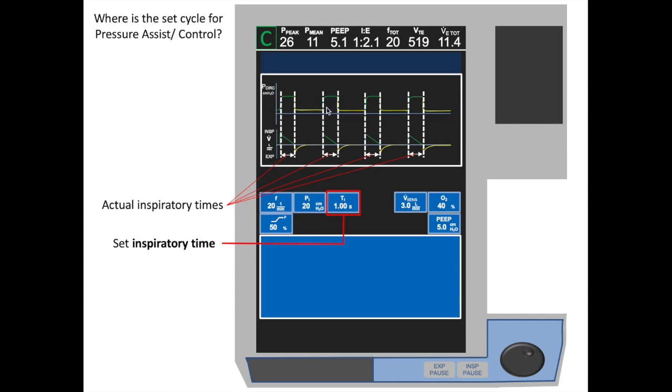Each inspiration has a certain length, so the actual inspiratory time should be the same for each inspiration since it's set at 1 second. So for each breath, it will make inspiration last for a second. And you can adjust the inspiratory time depending on what you want the I to E ratio to be. If you want the patient to have more time to expire, you might decrease the inspiratory time. You just have to be careful that you're allowing enough volume to get into the patient to make sure they're maintaining ventilation.